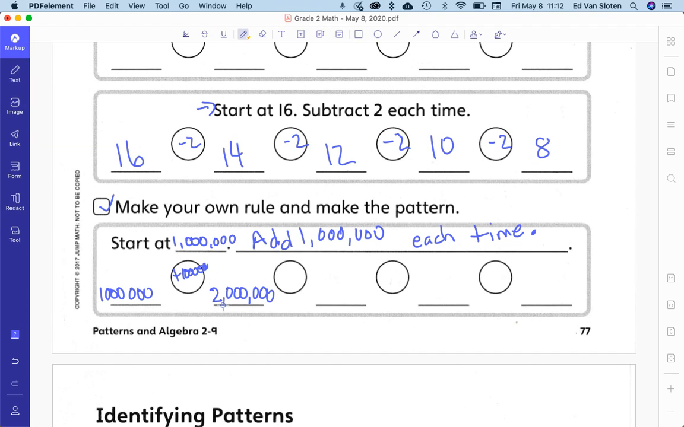Some people want you to put the commas between groups of 3. I'm one of those people. Add 1 million, okay, that means I got 3 million. Add 1 million. That means I got 4 million. Add 1 million. And you get 5 million.